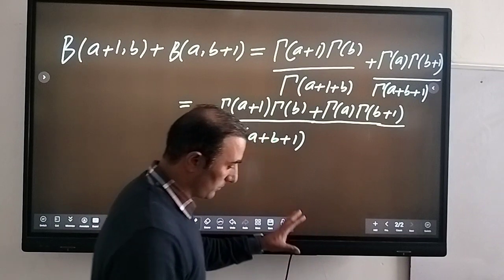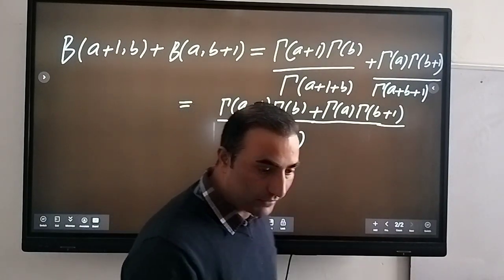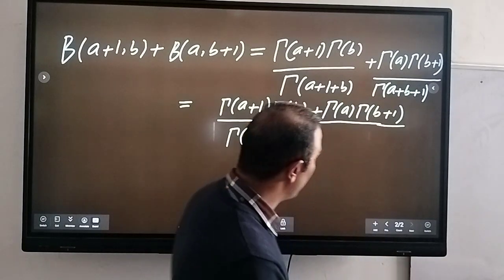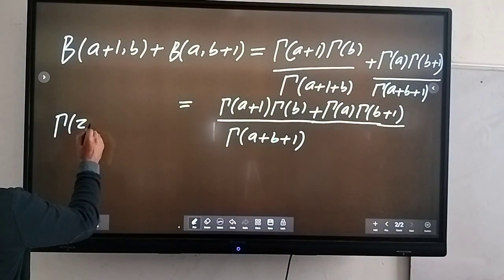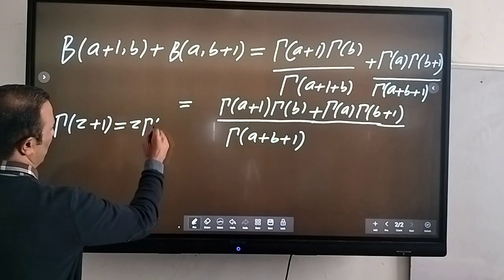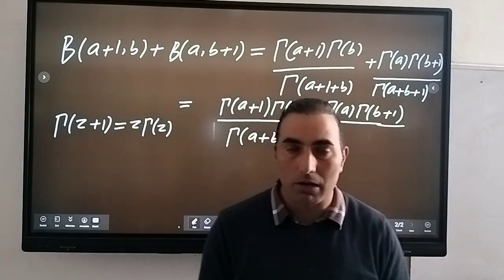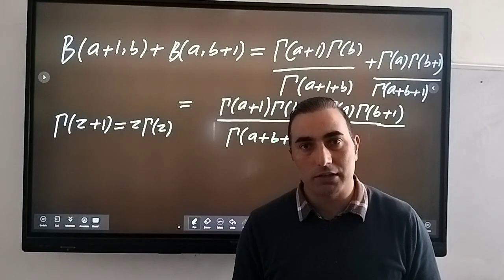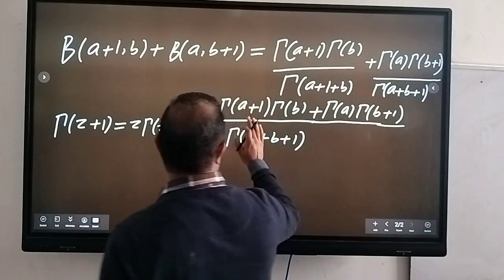So what's our next step now? Because I can rewrite this. If you remember, when we discussed the gamma function, we can have gamma of z plus 1 equal to z gamma z. So let's use this relation. That's gamma of a plus 1 is equal to a gamma a, right? So I can use this property in this equation.